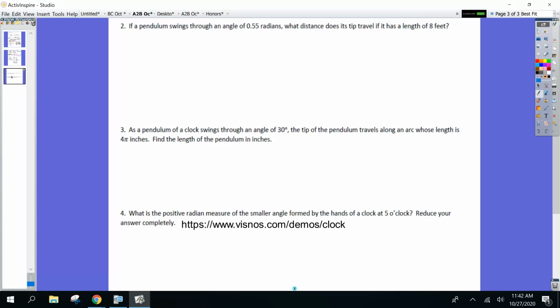Sometimes, though, I'm not going to come out and say radius. I'm not going to come out and say arc length. I'll put it into an actual real world type of problem. Here comes our pendulum again. A pendulum swings through an angle of 0.55 radians. What distance does the tip travel if it's got a length of 8 feet? Well, all right, let's go. What's this 0.55 radians? What's that going to be in our formula?